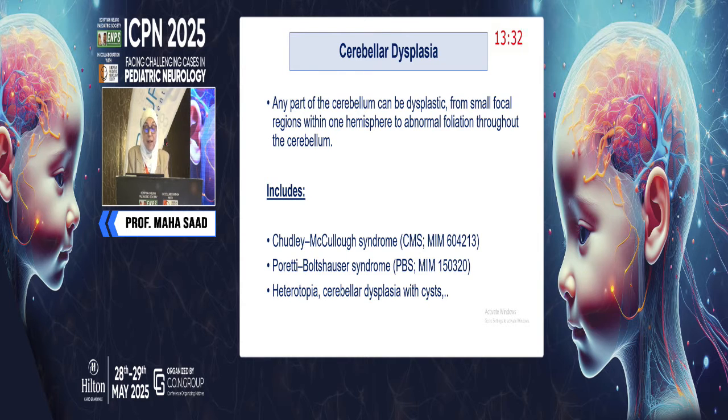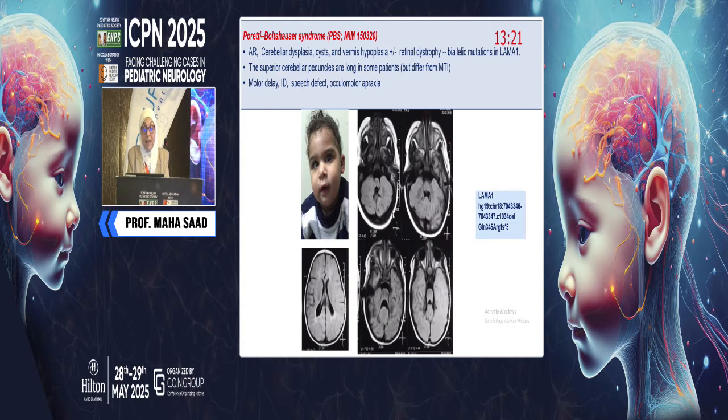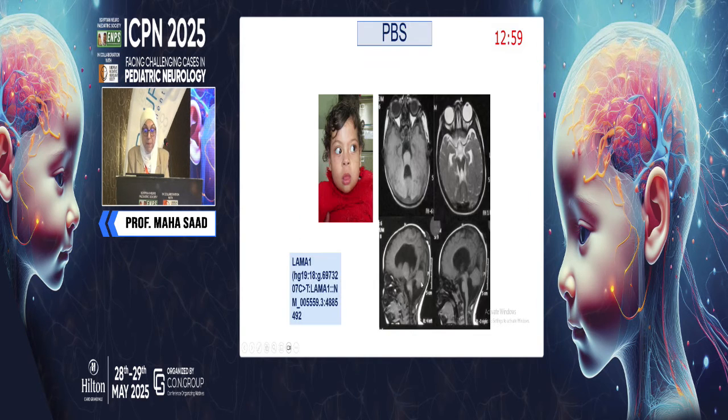Cerebellar dysplasia means that the cerebellum is present but is dysplastic. One of the most common syndromes that I see with cerebellar dysplasia is Poretti-Boltshauser syndrome. They have a very thin molar tooth, as we can see, the LAMA1 gene, very thin molar tooth, but there is a cyst inside the cerebellum. This is very characteristic of Poretti-Boltshauser syndrome. They have oculomotor apraxia, mild delay, but the most characteristic thing is that the cyst is present inside the cerebellum with a very thin molar tooth sign. Another child with the very thin molar tooth sign, and we can see the cyst within the cerebellum.